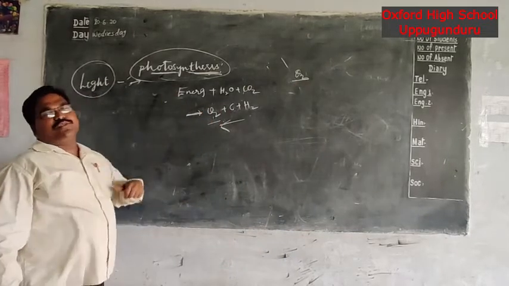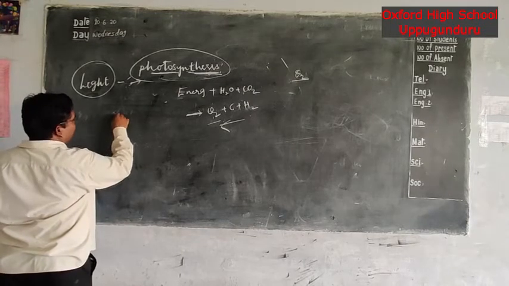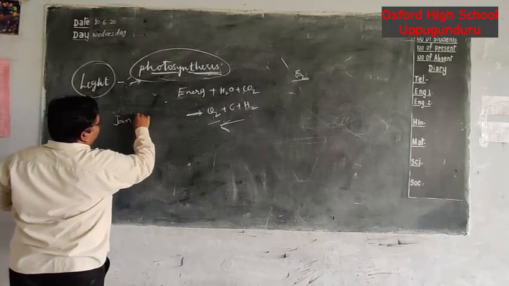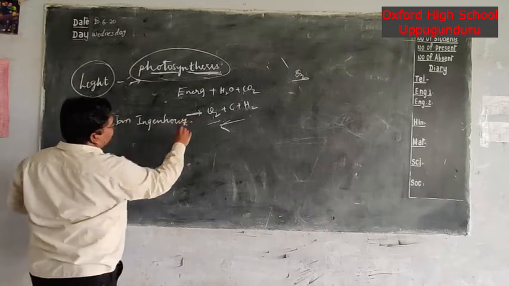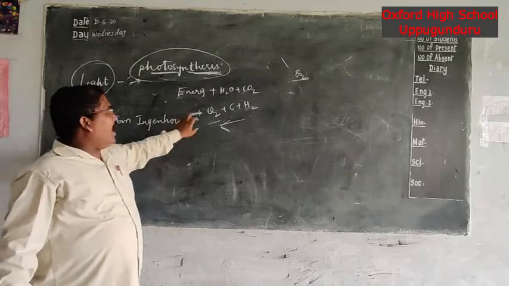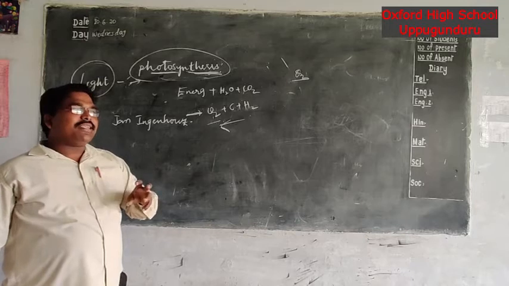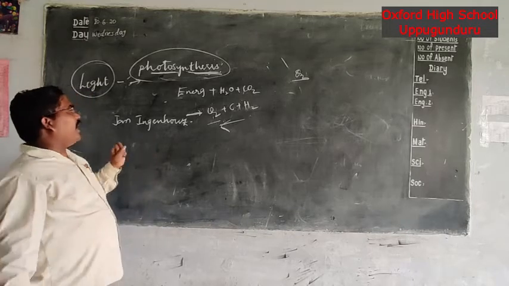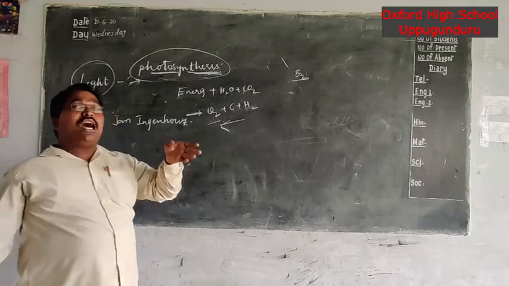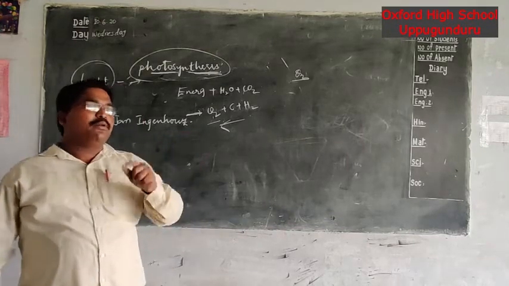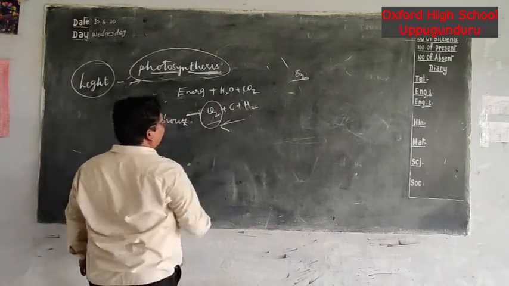So who proved this? A Dutch scientist, John Ingenhousz. A Dutch scientist called John Ingenhousz proved that oxygen is produced from photosynthesis. In an experiment with an aquatic plant, hydrilla, he noticed that air bubbles formed around the plant. He discovered that the bubbles were oxygen.